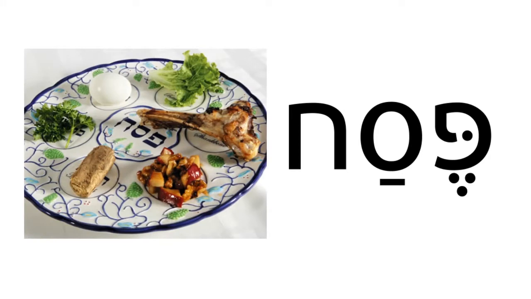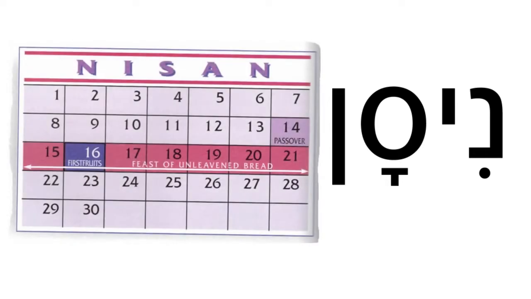Read this word. Pesach. It's the original Hebrew word for Passover. Now, read it unvocalized. Pesach. Now, read this word. Nisan. It's the name of the Hebrew month in which Passover takes place.